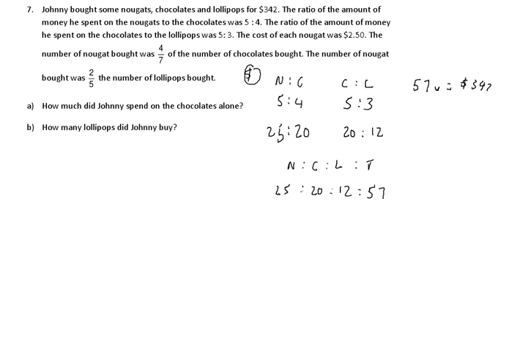Did someone just say I don't understand? No, we are looking at the amount spent only. We're not looking at the number of nuggets or number of chocolates. That's why I'm just looking at the first sentence. I'm just looking at the ratio of the amount of money spent, and I'm using this piece of information so far. I haven't touched on the number, so I'm only looking at the first part of the question.